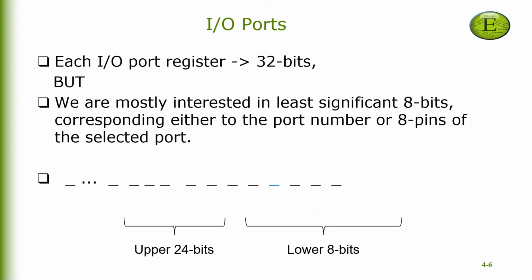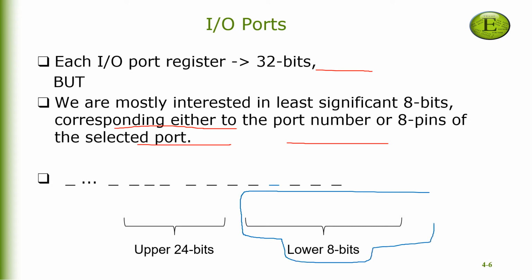Now each IO port configuration register is 32 bits long. In most cases, however, we would be interested only in the least significant 8 bits, often corresponding to the 8 pins, because we said that there can be at most 8 pins on the port. Therefore, the lower 8 bits would be most crucial in many cases. However, there will be certain instances where the upper 24 bits will also be written to.